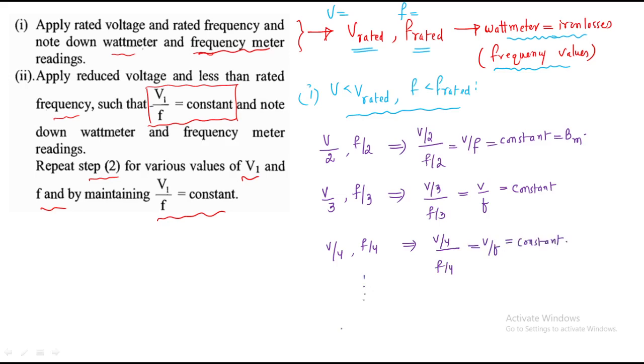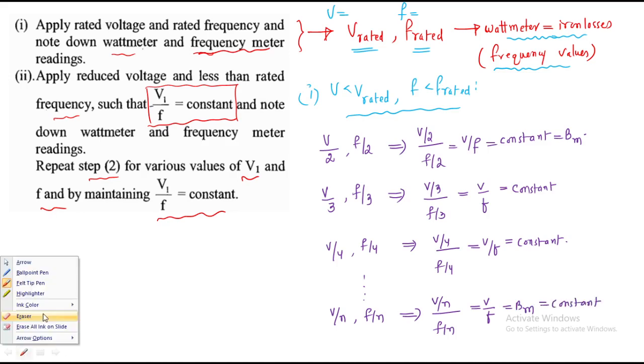So similarly, in any case, V by N and F by N: if we reduce the rated voltage by N times and reduce the frequency by N times, in any case the value of V by F, which equals B max, is constant.